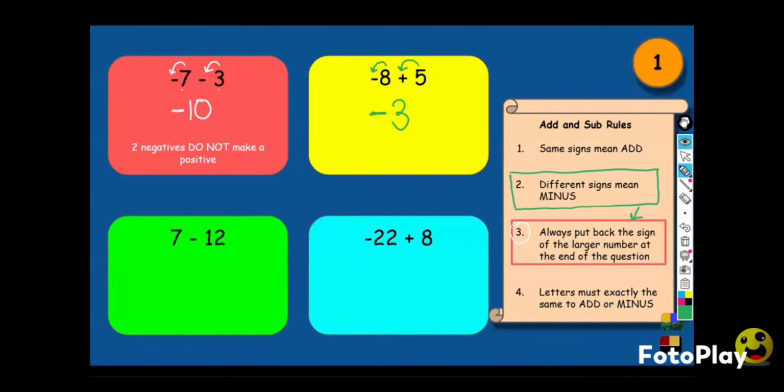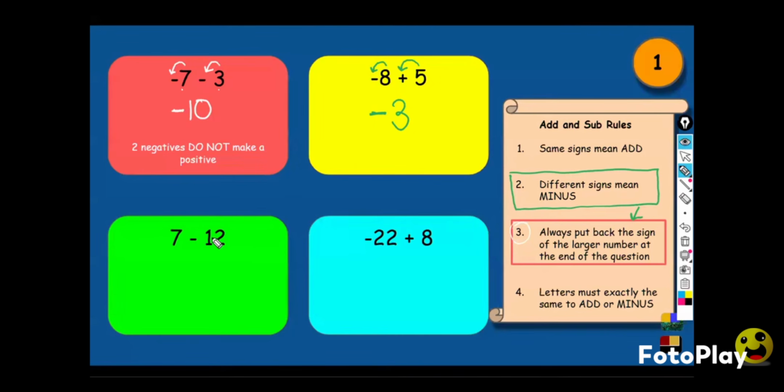Take down that one. We're going to do 2 more examples. So at the beginning of the question, when you're adding and subtracting, ask yourself, what signs does each number have? If they are the same signs, you add. If they are different, you subtract. And you always put back the sign of the larger value, always. Let's try the green question here.